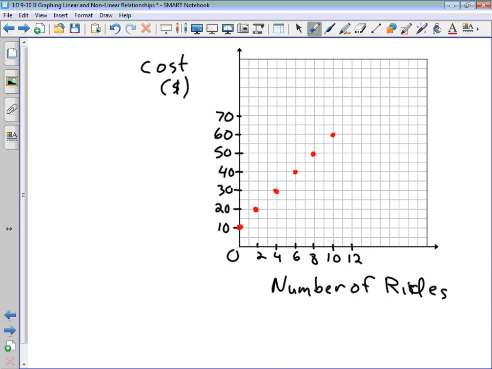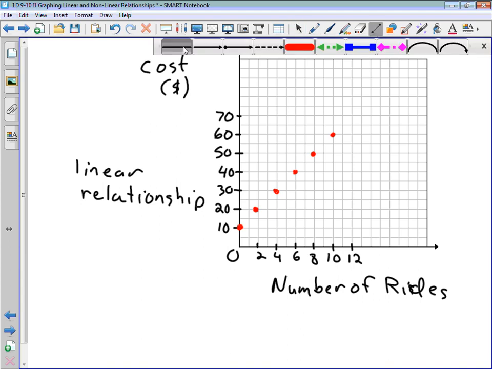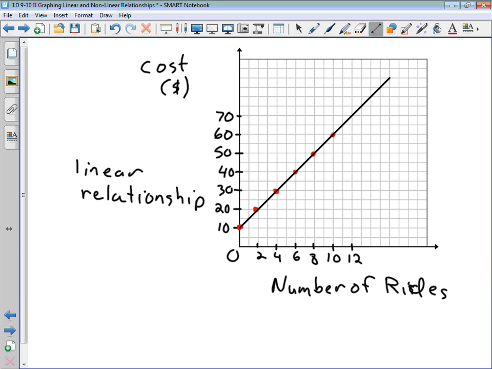So, here we are. You can see from the graph that this is a linear relationship. Because if we wanted to, we could take our line here and draw a nice line of best fit that goes exactly through all of those points. Okay, so that's a little bit of practice working with linear relationships.